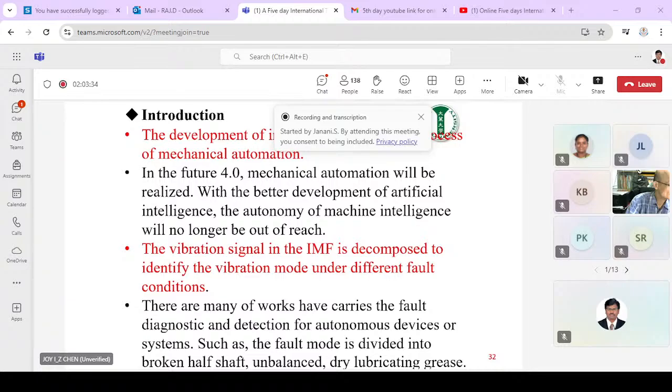And the development of industry summarized the process of mechanical automation. In Industry 1.0, human mechanization, 2.0 electrification, and 3.0 automation will be realized. With the better development of artificial intelligence, the autonomy of machine intelligence becomes no longer far away.